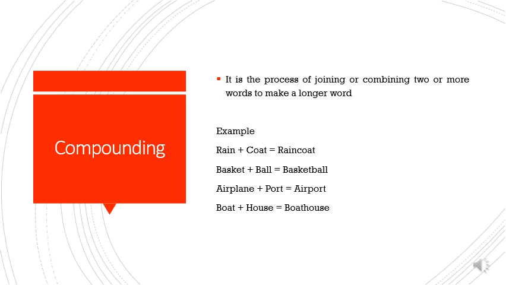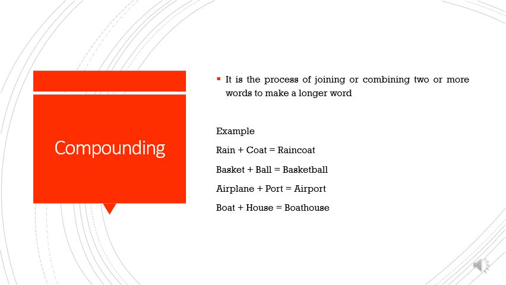So what is compounding? Compounding is nothing but joining or combining two or more words to make a longer new word. You may combine any forms of word into a new word. For example, a noun and a noun can be joined together to form a new word, like tea plus pot, teapot. Tea is a noun and pot is a noun, so two nouns can be added to form a new word called teapot.